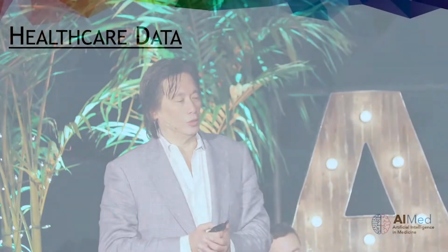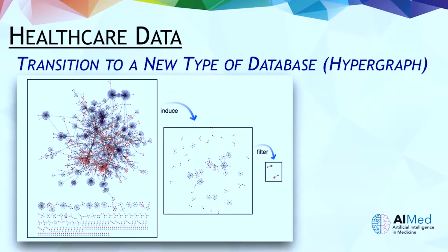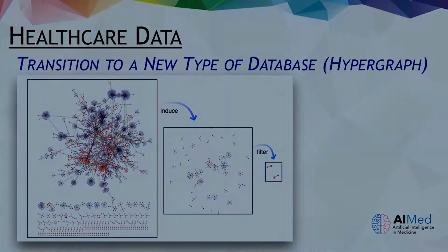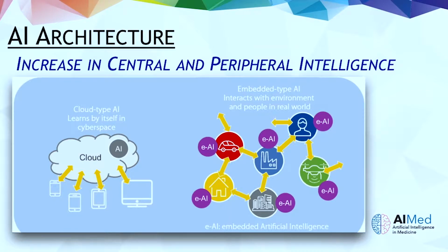So a few things. Healthcare data: I'm predicting that at some point we're going to need to transition to an entirely new type of database and get rid of our relational database. And that's the hypergraph that you've heard from, I think, Spiro Mouzes. Another prediction is that the entire AI architecture needs to change, and we're going to be increasing both central, i.e. cloud, as well as peripheral intelligence. So everything that Tim talked about in terms of embedded AI, EAI is another term, or IoE, Internet of Everything.